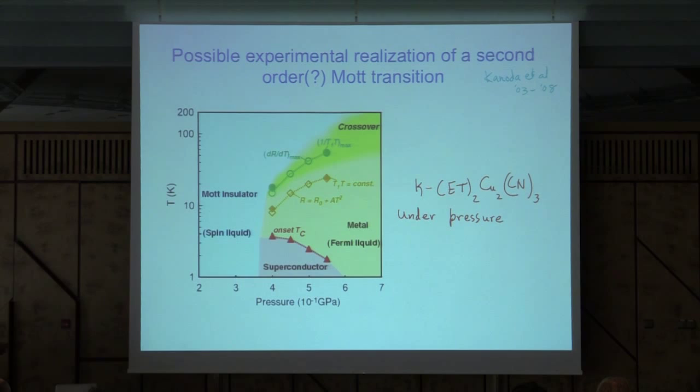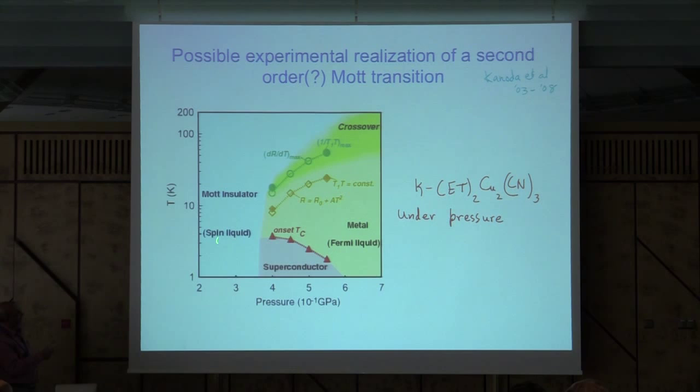So this is a plot from Kanoda-san's work on this kappa ET material. I think we'll hear a lot more about this kind of phase transition in his talk. But the point is that you take the spin liquid and then you apply pressure, you go into a metal, this temperature scale is very low, it's about 3.5 Kelvin. So essentially the transition is between a spin liquid insulator and a metal at low temperature.